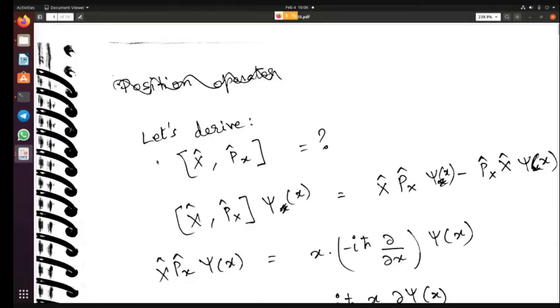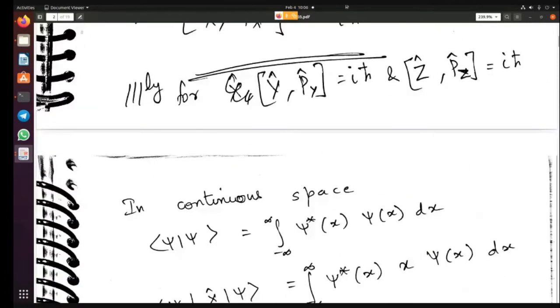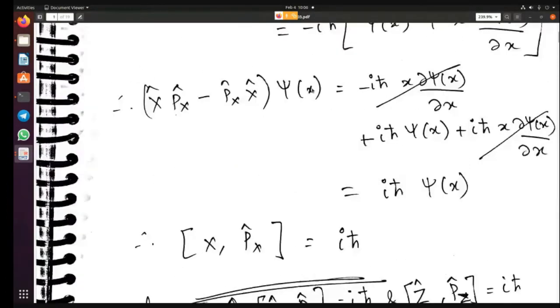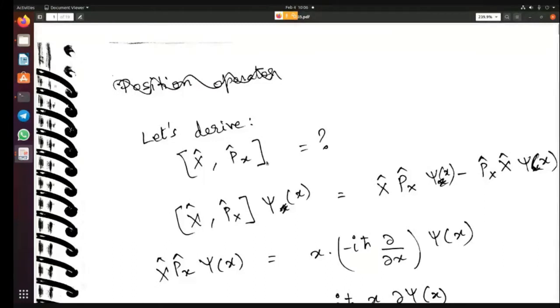We have already seen what this is. This is the commutator of the x operator with the momentum operator in the x direction, px. We already know the answer for this is i h cross. But we would like to see how this works if it is done in the continuous space. So how will we solve it?